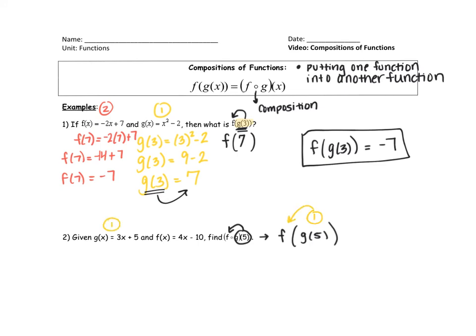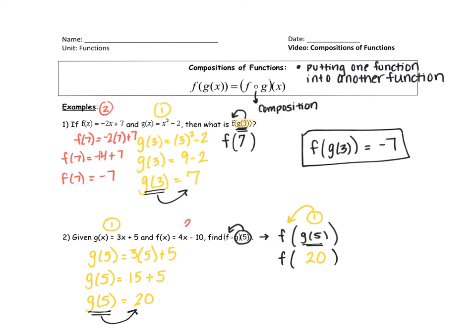So I'm going to go over here to my g of x function, and I'm going to do g of 5. So that means everywhere I see an x, I'm going to put a 5. So 3 times 5 is 15. 15 plus 5 is 20. So g of 5 is 20. So we can go ahead and put that here because g of 5 is equal to 20. So this g of 5 becomes 20. And I can bring down everything else. Now I just need to find f of 20. So that's going to be my second step.